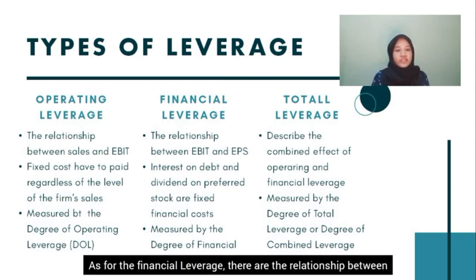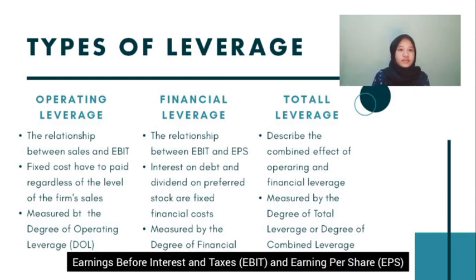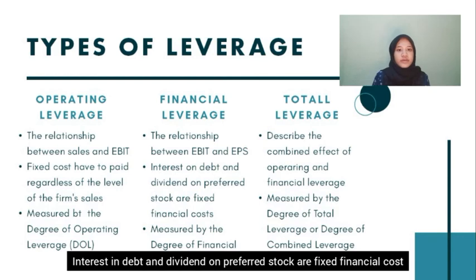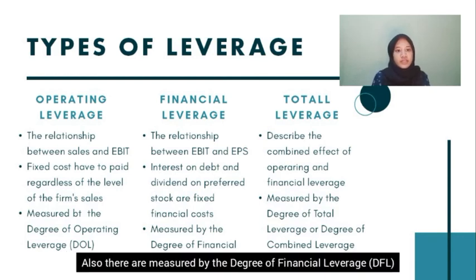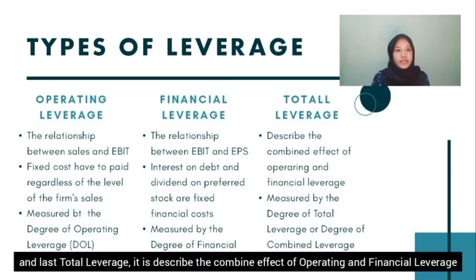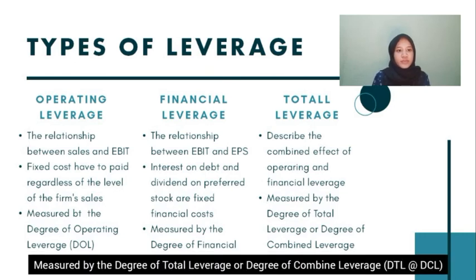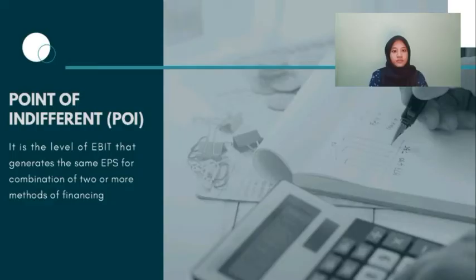As for financial leverage, it is the relationship between earnings before interest and tax and earnings per share. Interest on debt and dividends on preferred stock are fixed financial costs. It is also measured by the degree of financial leverage. And last, total leverage, which describes the combined effect of operating and financial leverage, measured by the degree of total leverage or degree of combined leverage.